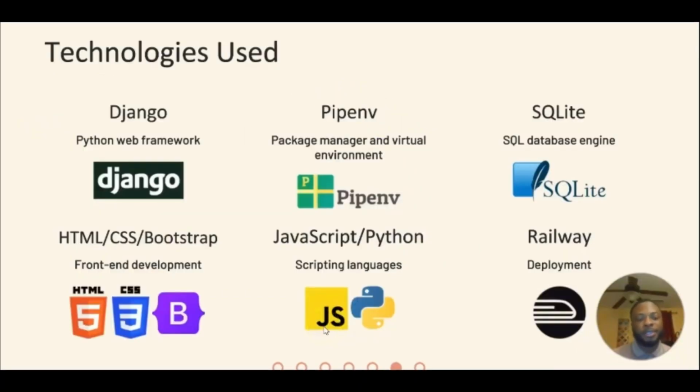Our technologies used included Django, our Python web framework, pipenv, our package manager and virtual environment, SQLite, our database, HTML, CSS, and Bootstrap, our front-end development, JavaScript and Python, our scripting languages, and Railway for deployment.